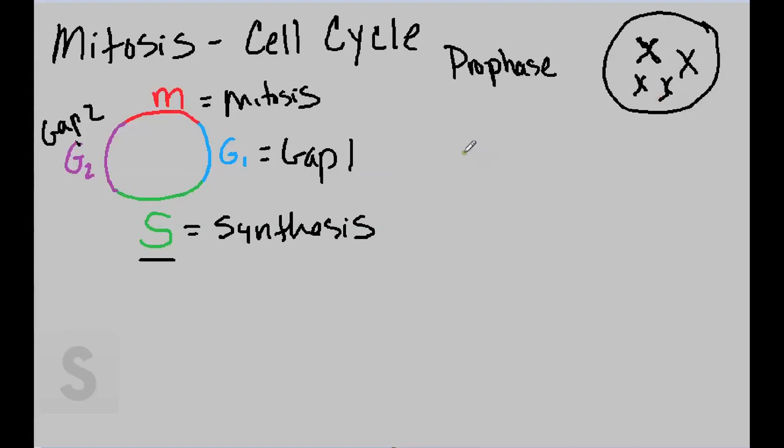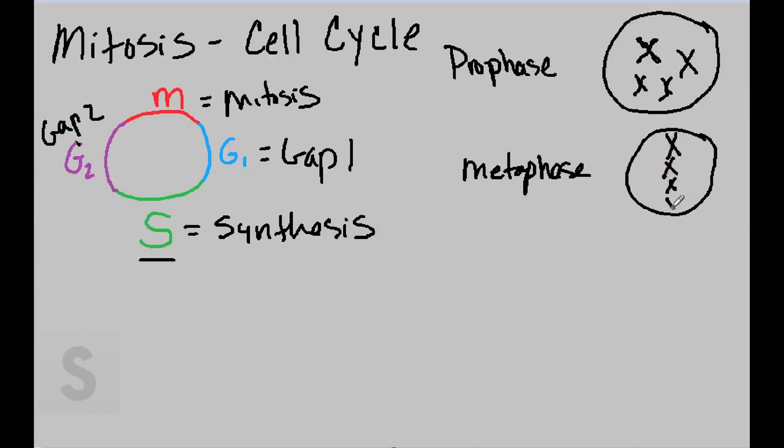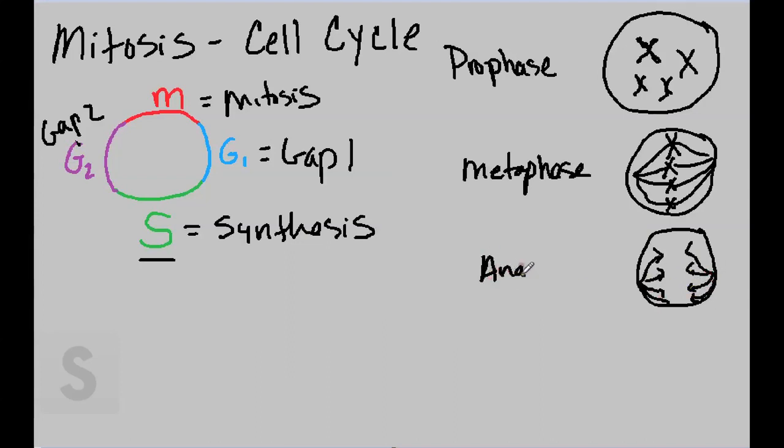The next step in mitosis is metaphase. Now in metaphase, our chromosomes line up on the equator and they start to get ready to divide. We also have spindle fibers, which have connected themselves each to one copy of every chromosome. The next phase is when the chromosomes start to get pulled apart by these spindle fibers. So the spindle fibers are pulling them apart to the different poles. This is known as anaphase.